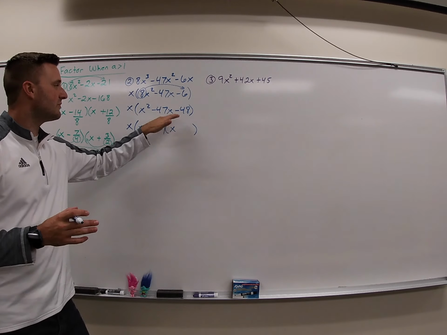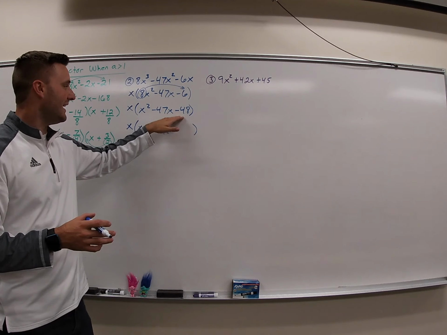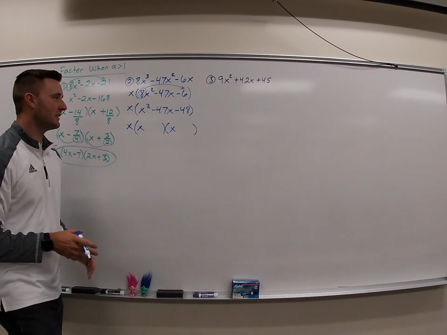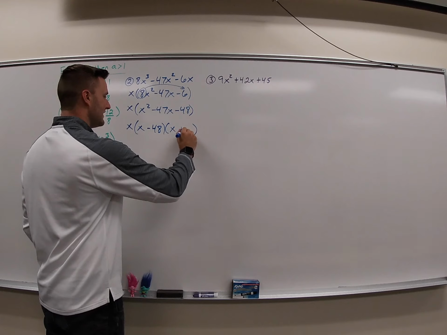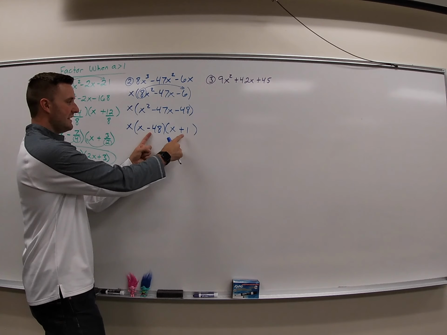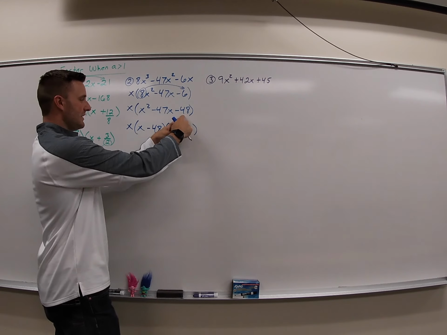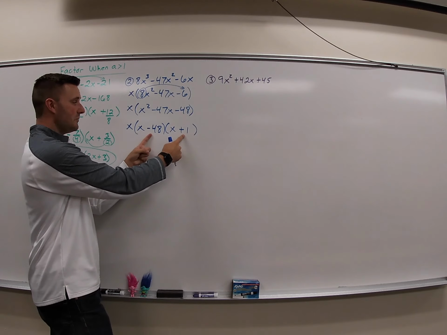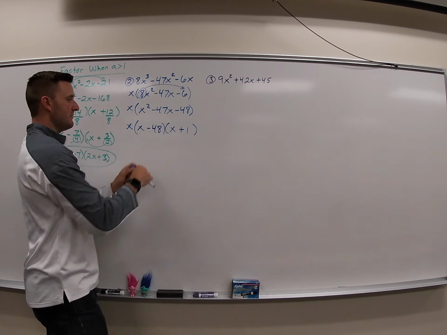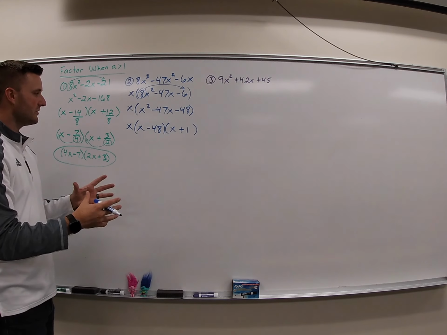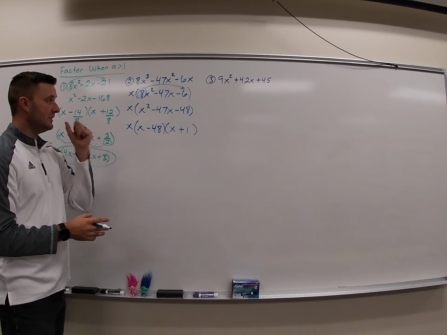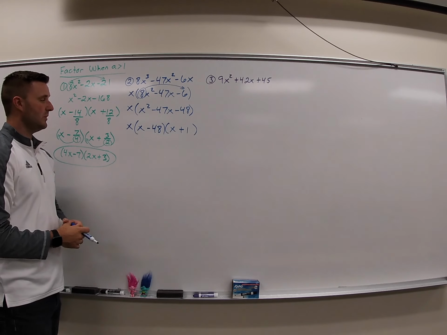Some people always forget about 1 times that number. So please do not forget that. So this is going to be a negative 48 times a positive 1. Negative 48 times positive 1 is going to be negative 48. Negative 48 being combined with a positive 1 gets me to negative 47. So this is the correct way to factor this, or the correct factors that we need to satisfy both situations.